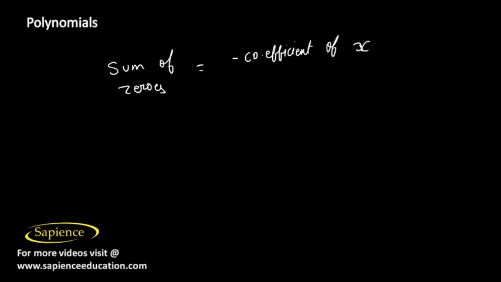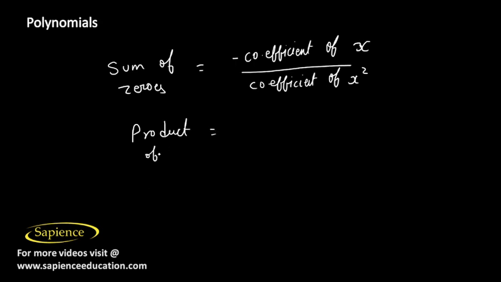We can expand it like this: sum of zeros is equal to minus coefficient of x, or linear term, we can call x the linear term, divided by coefficient of x square. The same way, product of zeros is equal to constant term by coefficient of x square.